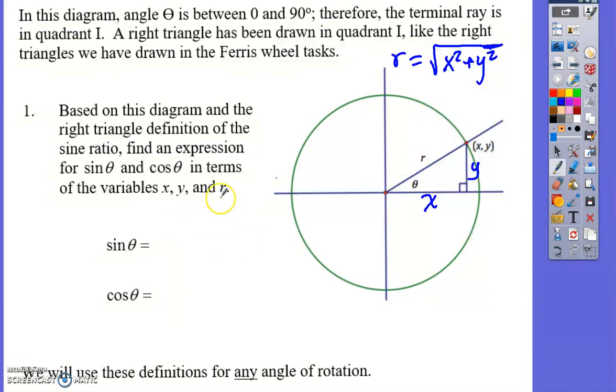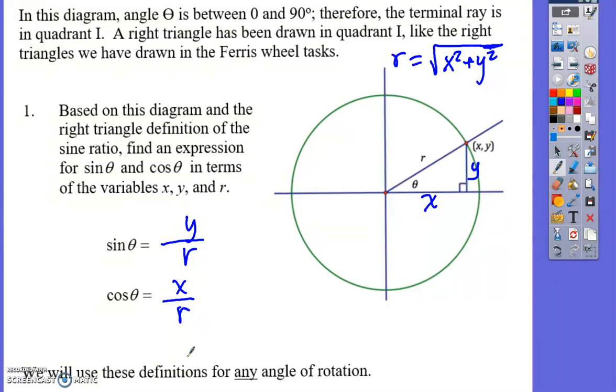We know sine is opposite over hypotenuse, so y over r. And cosine is adjacent over hypotenuse, so x over r. And we're going to use these definitions forever. So it's important to know these. You need to have these committed to memory. I will not be giving them to you during quizzes or tests or anything else like that, and your quiz is coming right up.